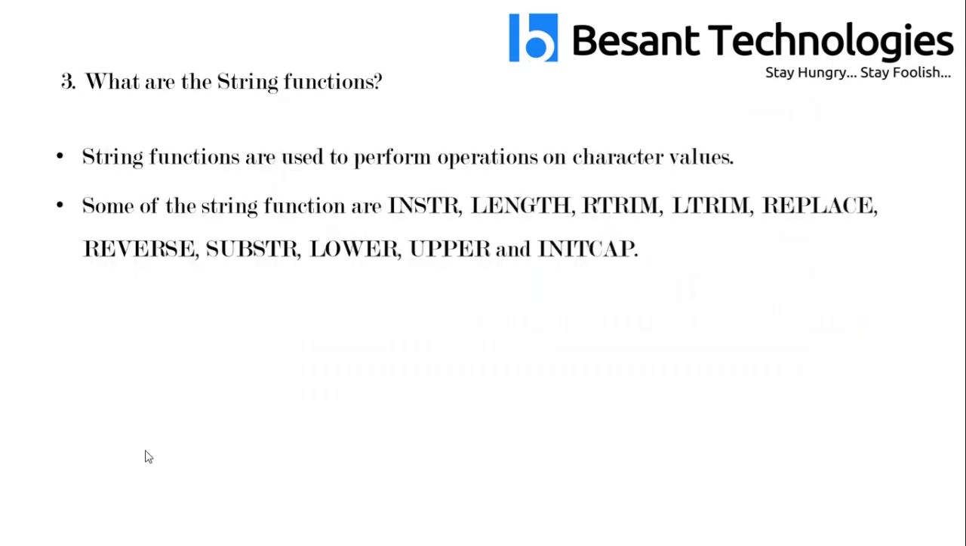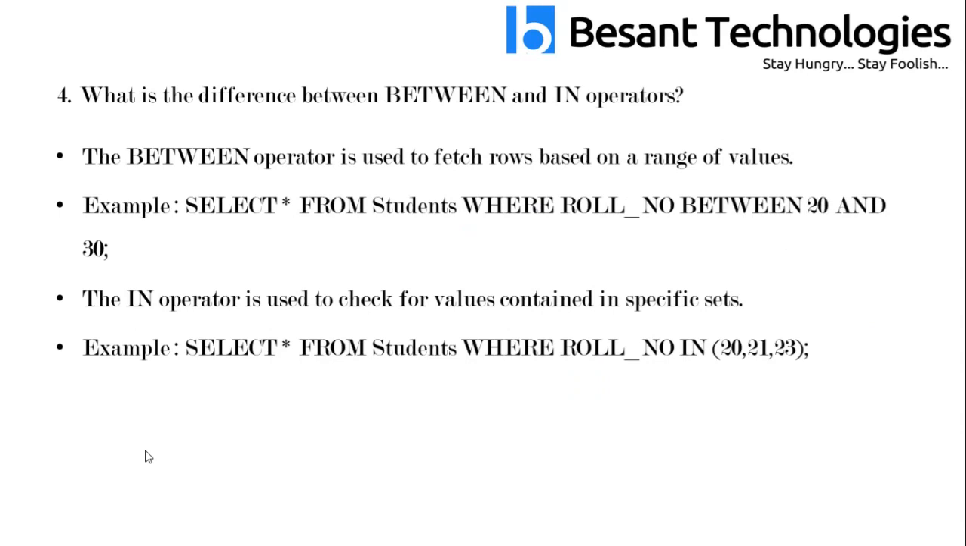So let us take the next question. Here we have: what is the difference between IN and BETWEEN operators? The BETWEEN operator is used to fetch rows based on a range of values. The IN operator is used to check for values contained in specific sets. Here I have given an example: select star from students where roll number between 20 and 30. And for the IN operator we have given an example: select star from students where roll number in 20, 21 and 23.